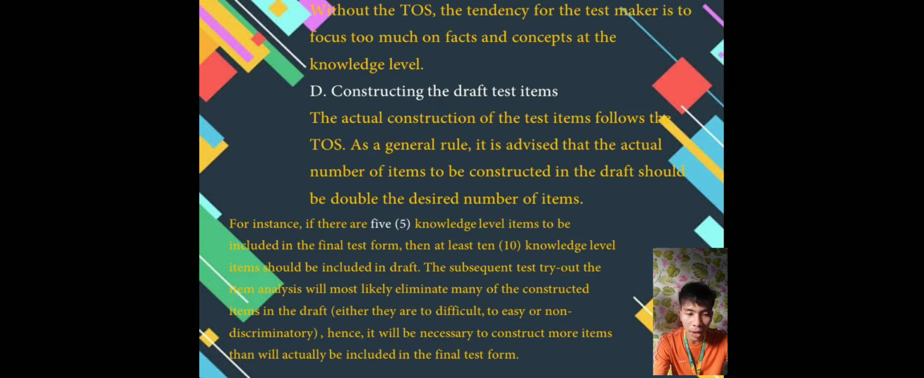So, letter D, constructing the draft test design. The actual construction of the test items follows the TOS. As a general rule, it is advised that the actual number of items to be constructed in the draft should be double the desired number of items. For instance, if there are 5 knowledge level items to be included in the final test form, then at least 10 knowledge level items should be included in the draft.